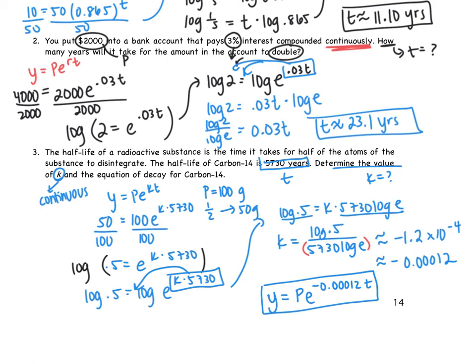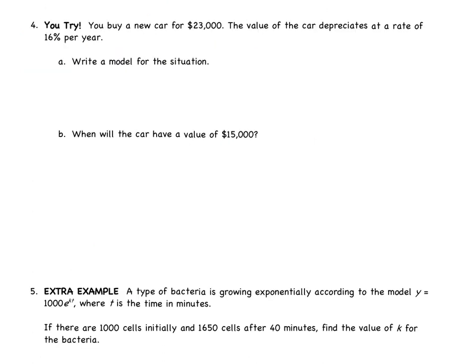Okay, next page, you have an example to do on your own. Example number 4 is one for you to try. You buy a new car for $23,000. The value of the car depreciates at a rate of 16% per year. Write a model, and then when will the car have a value of $15,000?